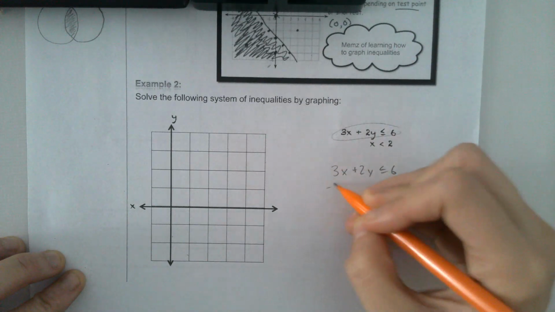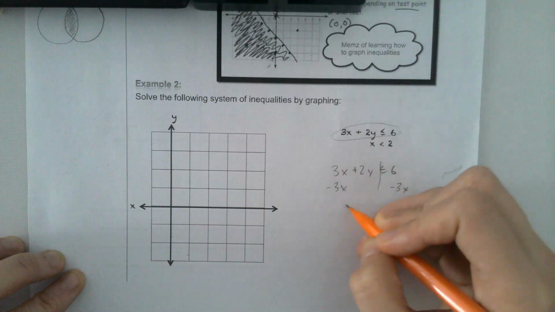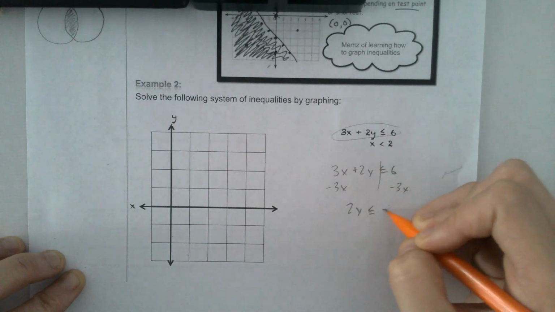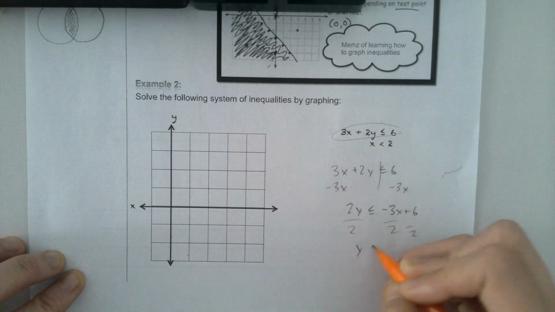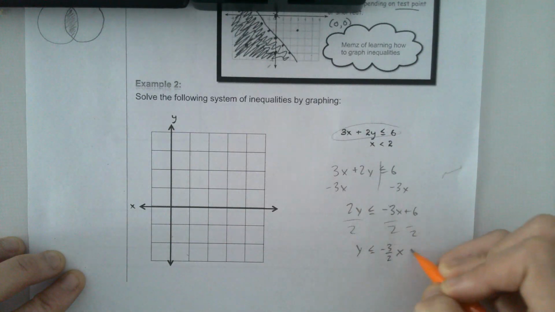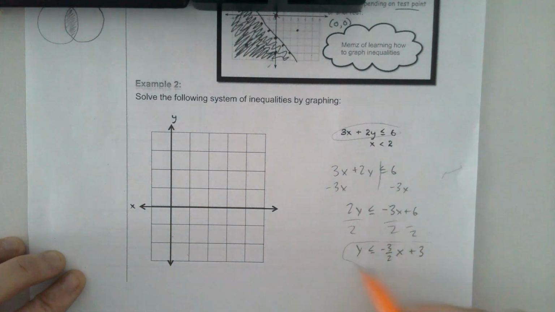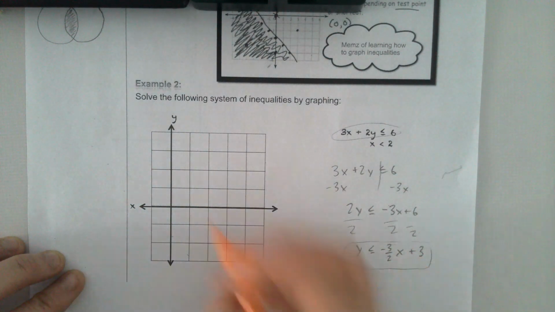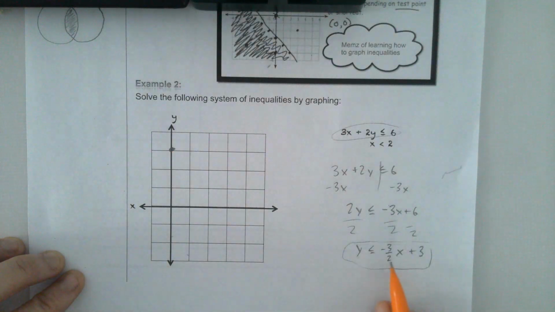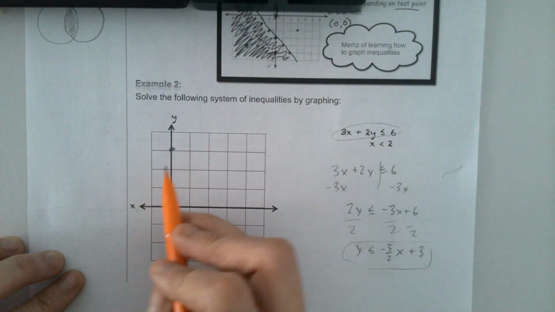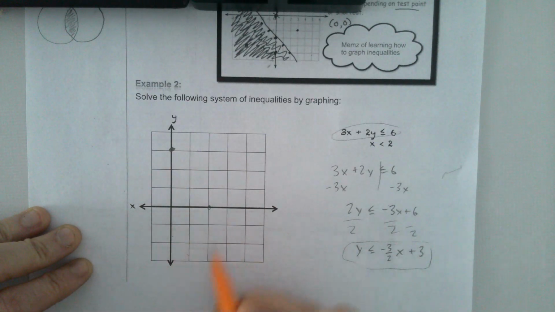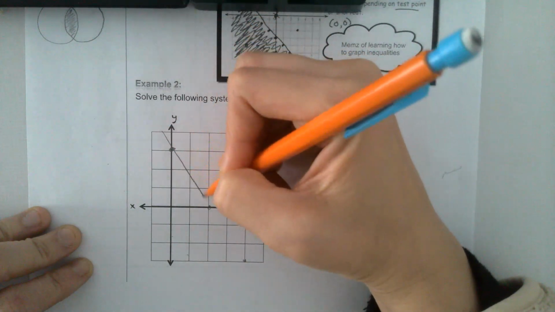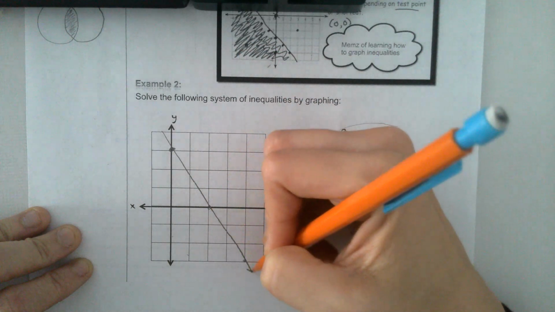So we're going to move the 3x. We have 2y is less than or equal to -3x plus 6. Divide everything by 2. So we get y is less than or equal to -3/2 x plus 3. Then we graph it. We start with our y-intercept. We know it's a negative slope, so we're going down. Rise over run: 3, 2, 3, 2. And since there's a line, we have a solid line. This is just normal graphing in slope-intercept form.